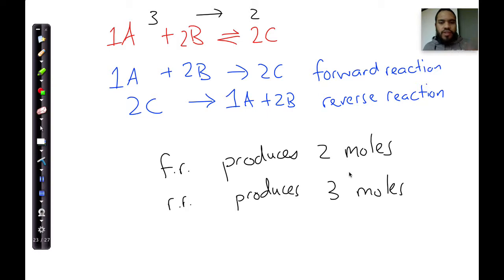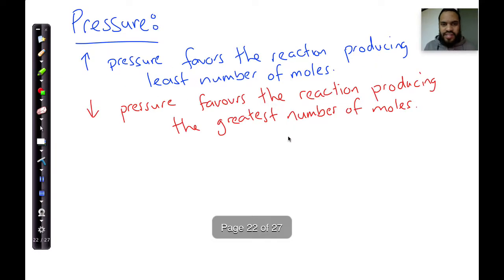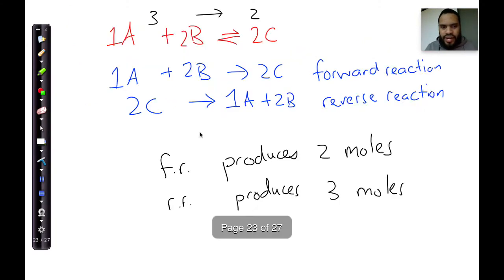Now, because pressure works inversely, an increase in pressure favors the reaction producing fewer moles, because an increase in pressure decreases the volume, and volumes are what we are talking about when we discuss the number of moles. A decrease in pressure favors the reaction producing the greatest number of moles. So when I increase the pressure for this hypothetical reaction, I need to check which reaction is producing fewer moles. An increase in pressure will favor the forward reaction, because it produces fewer moles, and a decrease in pressure will favor the reverse reaction, because it produces more moles.